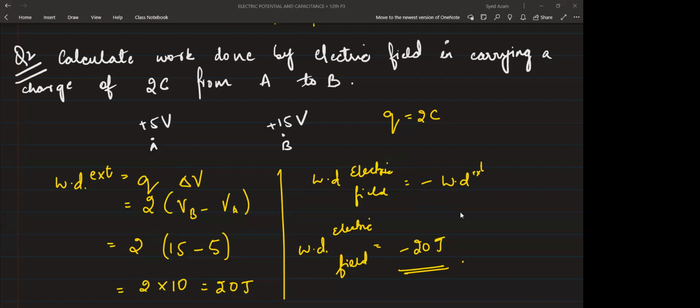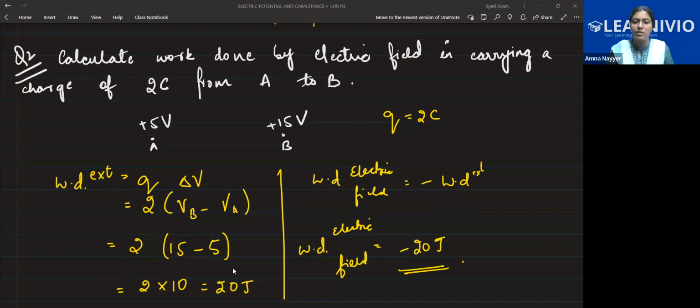So whatever you get, just multiply it with minus 1, meaning the negative of it. It's always minus, in the sense, like suppose I got here minus 20 joules, my external work done came out to be minus 20.